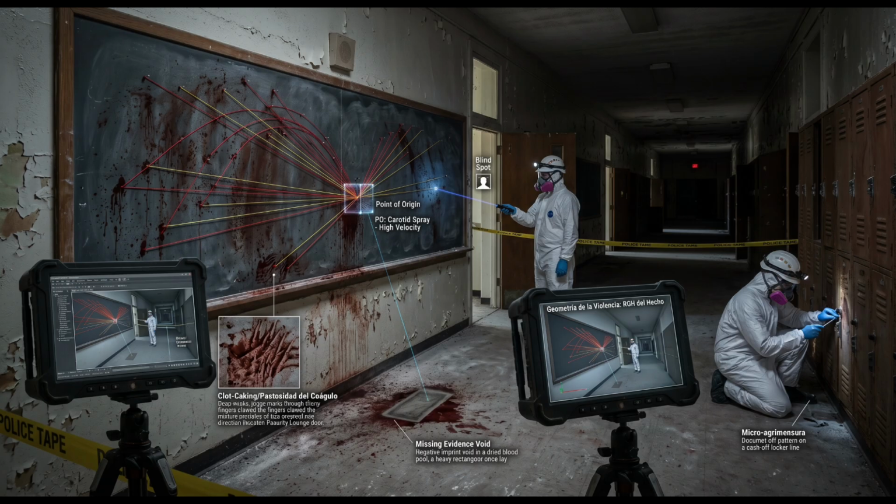The chalkboard dust interface. This was our most critical discovery. The perpetrator had dragged the victim toward the classroom, and the victim had clawed at the slate chalkboard in a final, desperate attempt to anchor themselves. The blood hadn't just dried on the slate. It had mixed with the fine, calcium carbonate dust, creating a unique clot-caking effect. This layer acted as a time capsule, preserving the specific directional force of the victim's hand as they were pulled away.